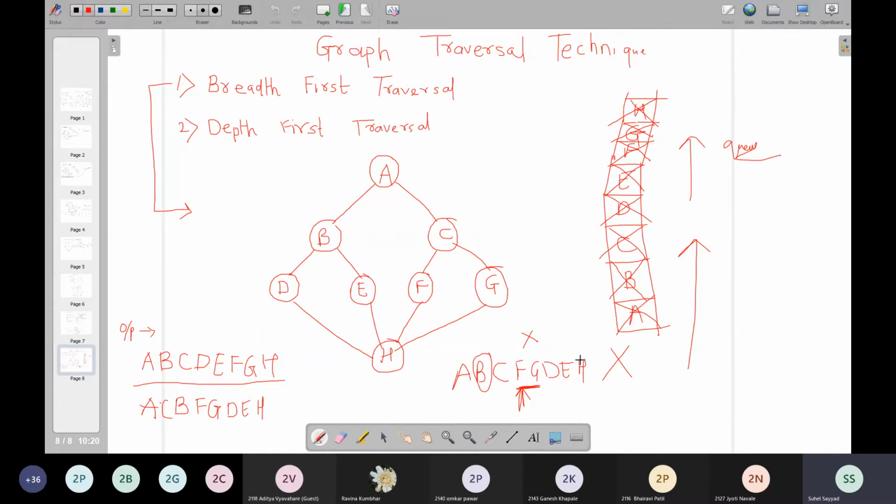So for this example, when I store the adjacency list for A, I may store it in the form of BC, or I may store it in the form of CB, right? So if I store it in the form of BC, then in my visiting sequence the answer will be BC. And if I store the adjacency list in the form of CB, then the answer will be CB, right? But what is important is, if my answer is BC, then first exploring has to be done for B only. Then subsequent vertices will be D and E and not F and G, right?